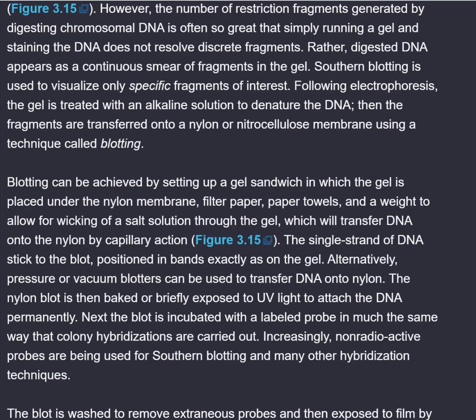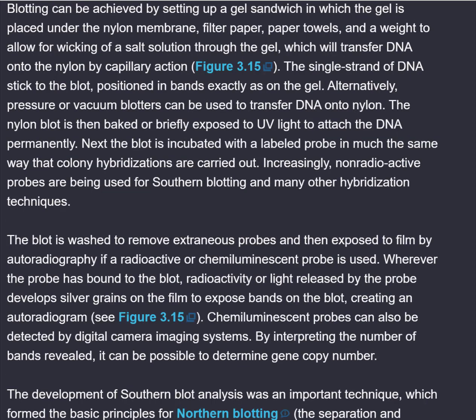Following electrophoresis, the gel is treated with an alkaline solution to denature the DNA, then the fragments are transferred onto a nylon or nitrocellulose membrane using a technique called blotting. Blotting can be achieved by setting up a gel sandwich in which the gel is placed under the nylon membrane, filter paper, paper towels, and a weight to allow for wicking of a salt solution through the gel, which will transfer DNA onto the nylon by capillary action. Figure 3.15. The single strands of DNA stick to the blot, positioned in bands exactly as on the gel.